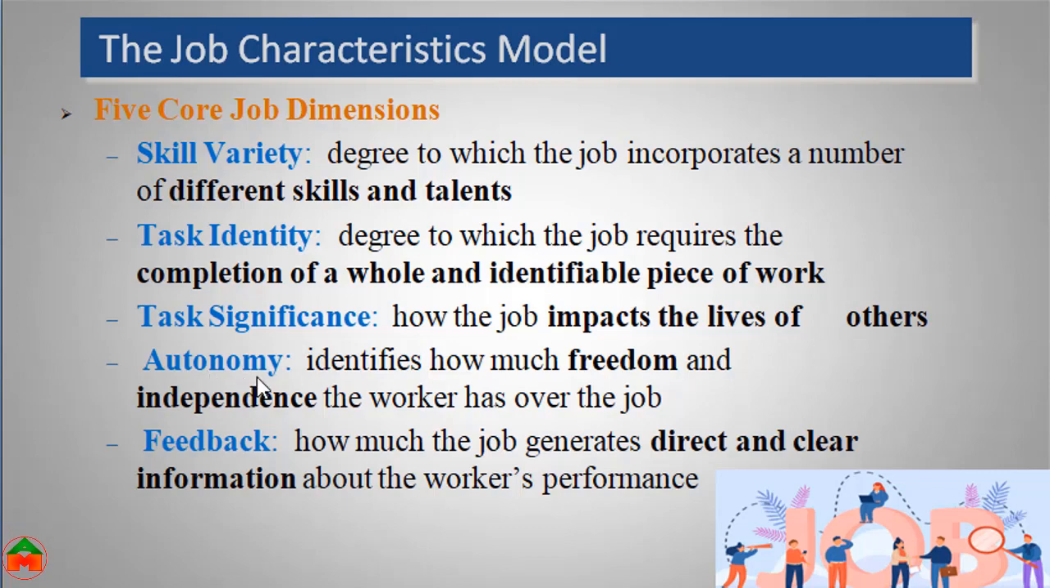And autonomy identifies how much freedom and independence the worker has over the job. And feedback indicates how much the job generates direct and clear information about the worker's performance. So based on the characteristics, jobs have 5 dimensions. For redesigning the job, we need to understand these 5 types of job dimensions. We redesign the work environment for ensuring motivation for the employees.